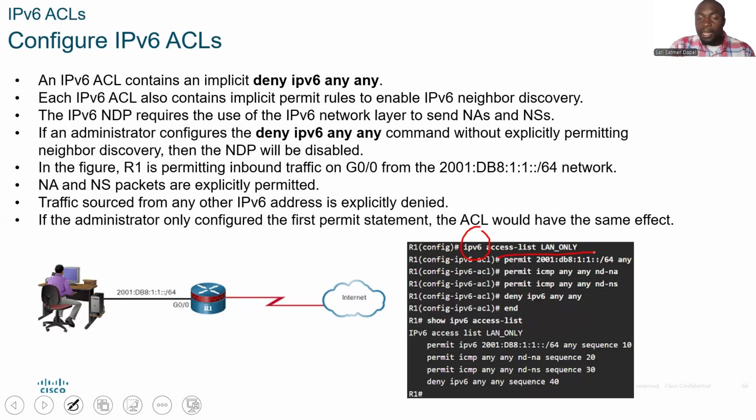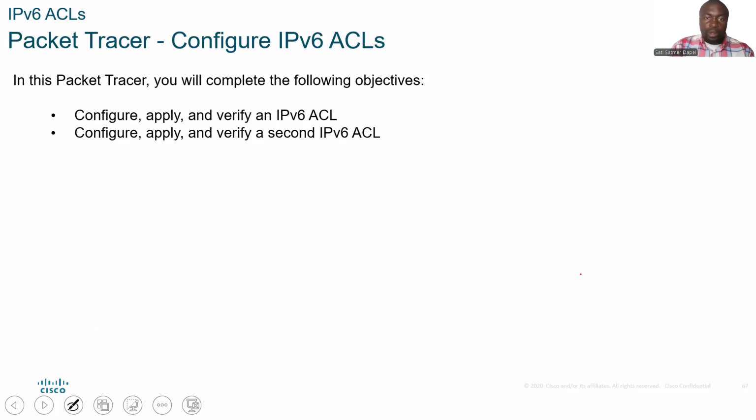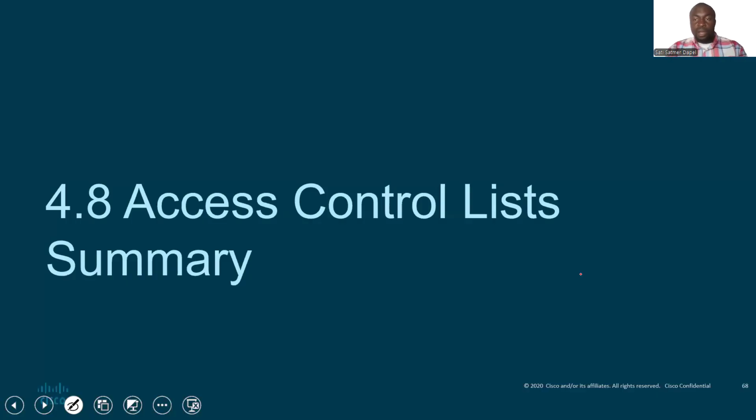Another thing that differs is when you are saying permit and putting the IP address: instead of a subnet mask, for IP version 6 you will use the slash notation. I think basically that is it. So I think we have come to the end of chapter 4.